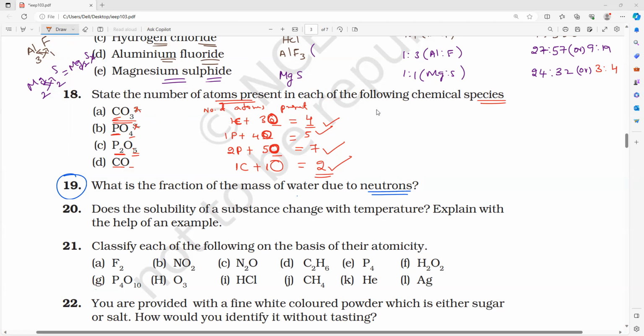You understand, Lingesh? What you said is right. In the form of ratio, you have to say. So what is the fraction of mass of water due to neutrons?